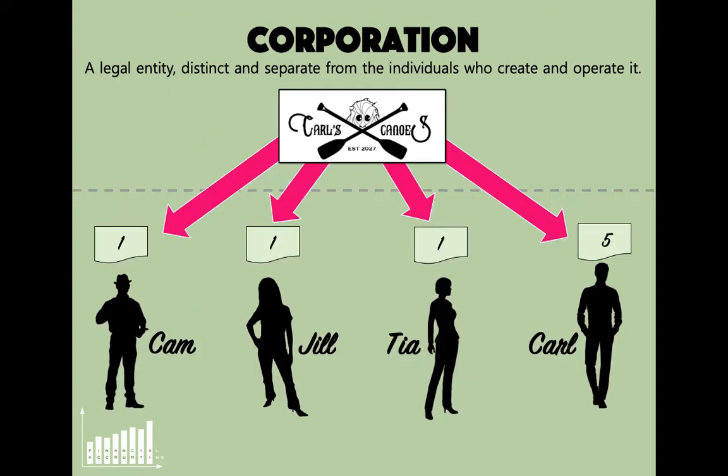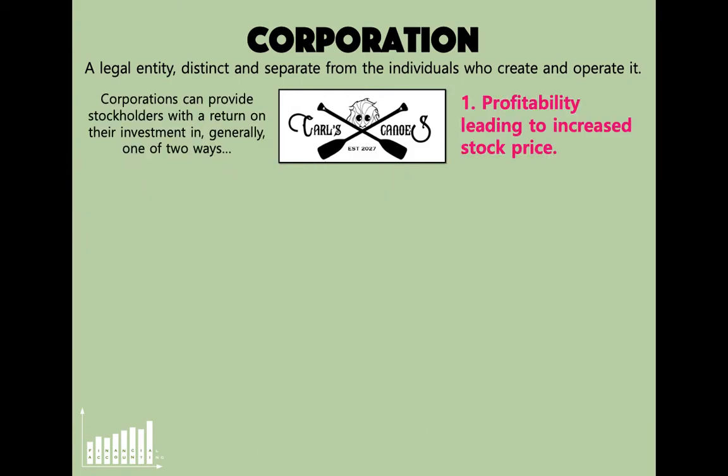So let's look at a corporation. This is our fake illustration, right? With Cam, Jill, Tia, and Carl. And let's say that, as we looked at before, Cam, Jill, and Tia all bought 1 share of stock, and Carl has 5. And let's say they each paid $200 a share. So Cam gave $200, Jill gave $200, Tia gave $200, and since Carl has 5 shares, $200 apiece, he gave $1,000.